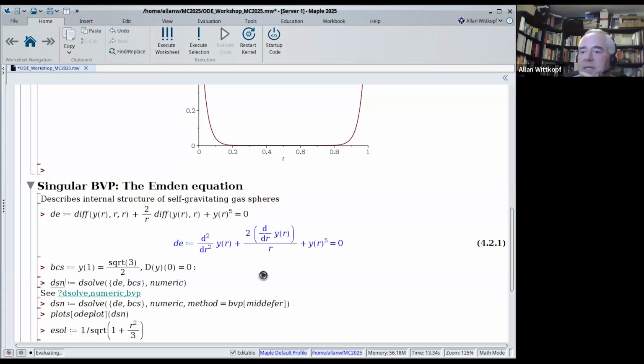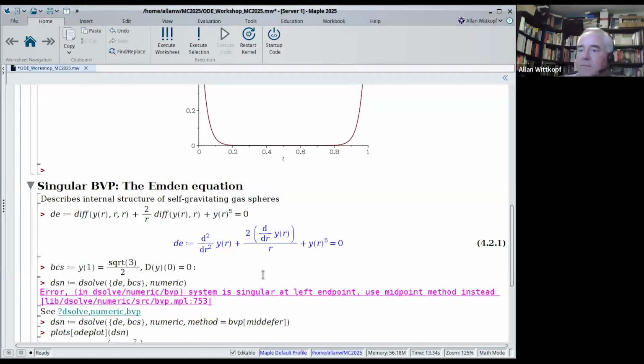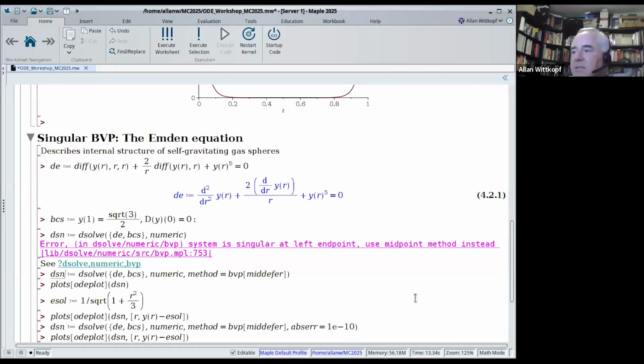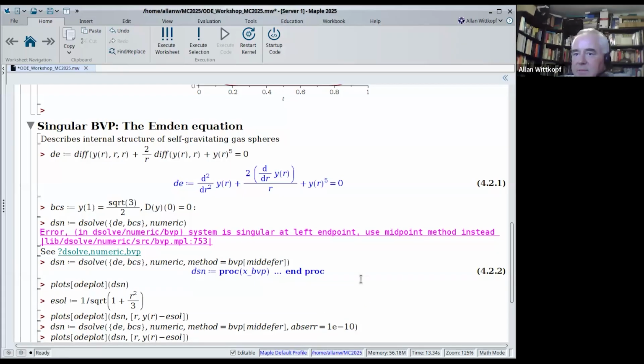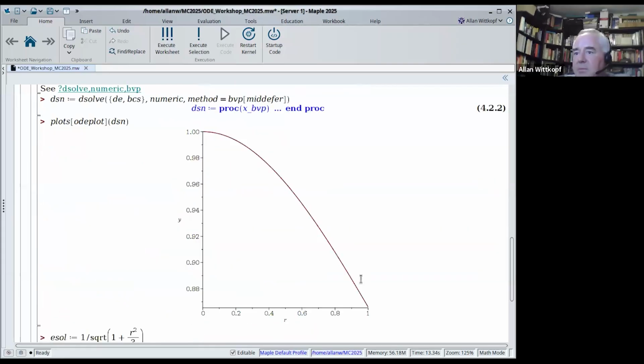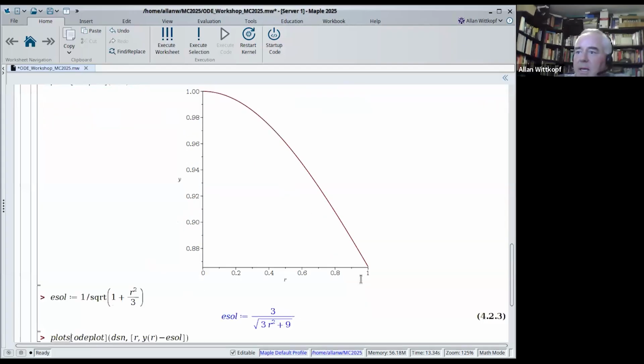When we try and solve this directly with dsolve numeric, it complains and says that you need to use a midpoint method. This is described in the help page. So we can use one of the two available midpoint methods. In this case, I'm just going to use mid-defer and obtain a solution. And then we can look at the plot. It looks pretty nice and smooth. You can't really tell that there's a problem at the origin.